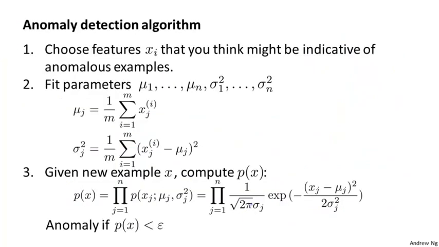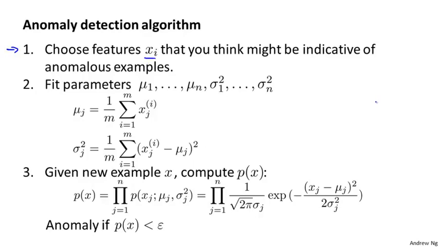So putting everything together, here's our anomaly detection algorithm. The first step is to choose features, or come up with features xi, that we think might be indicative of anomalous examples. What I mean by that is try to come up with features so that when there's an unusual user in your system that may be doing fraudulent things, or, for the aircraft engine example, when there's something funny, something strange about one of the aircraft engines, choose features xi that you think might take on unusually large values or unusually small values for what an anomalous example might look like.